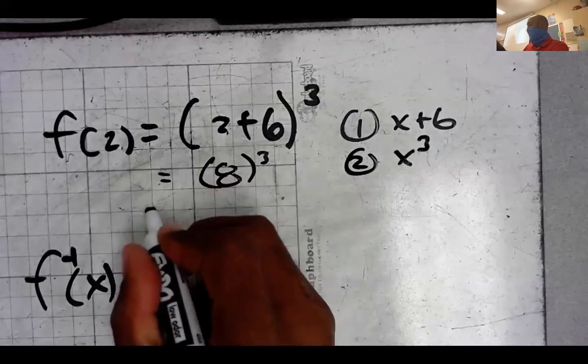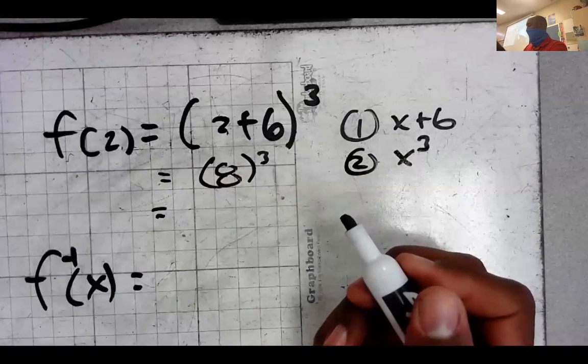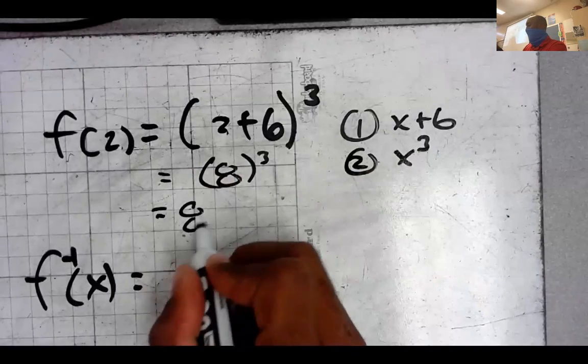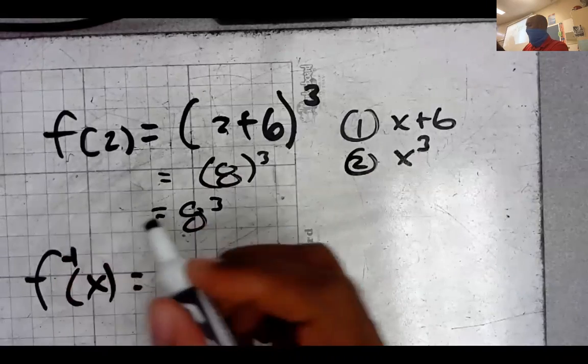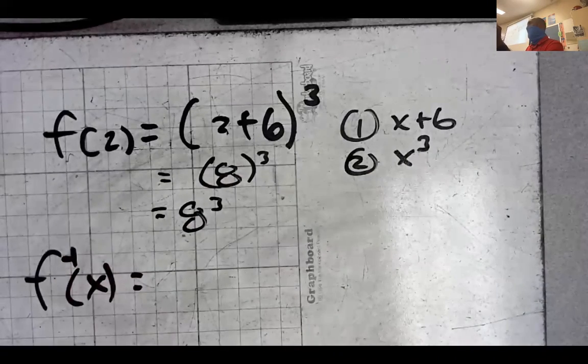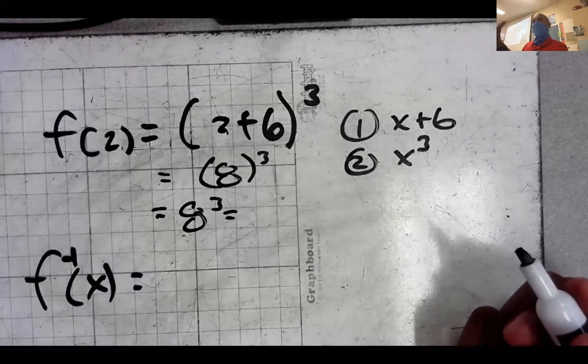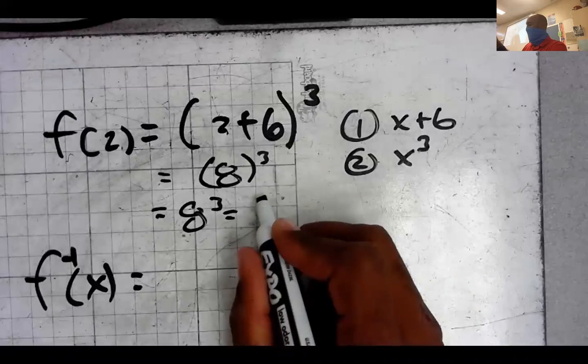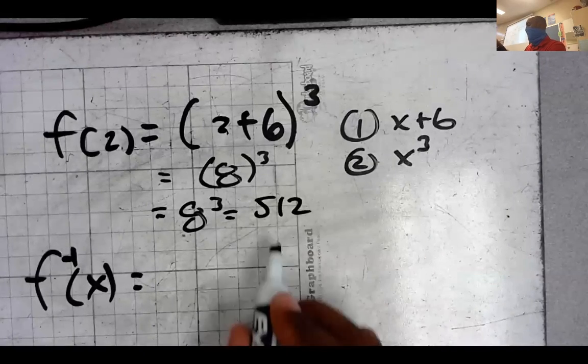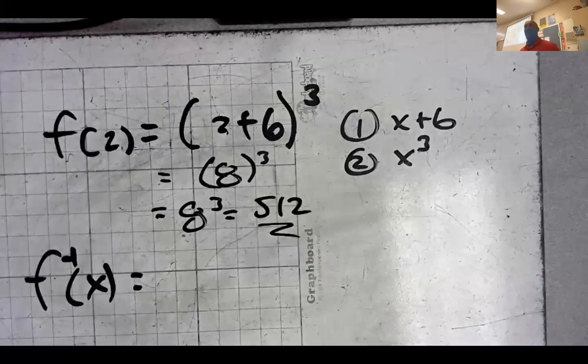Okay, so 8 cubed, I don't even know what that is. It's a big number. You know that off the top of your head? I don't. 64 times 8. 512. All right.